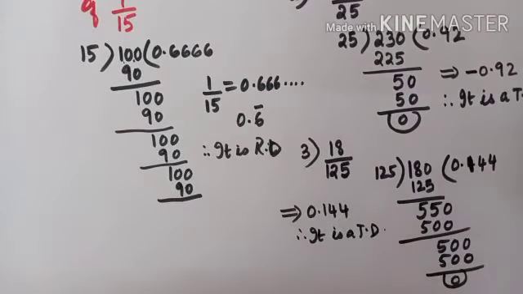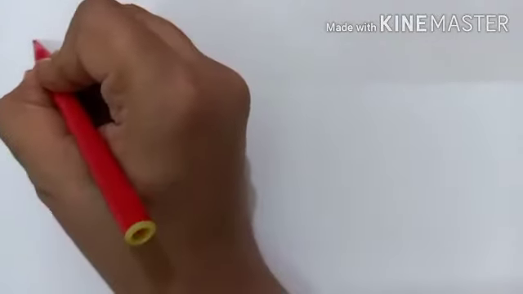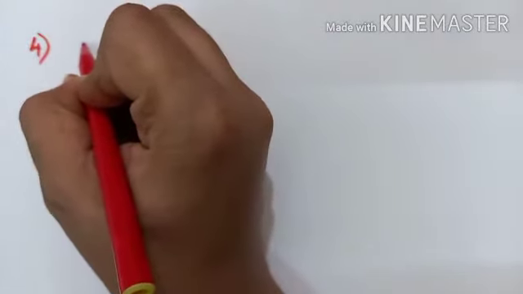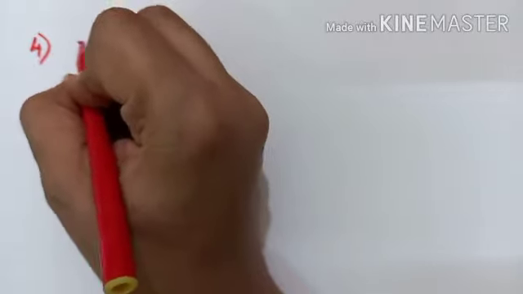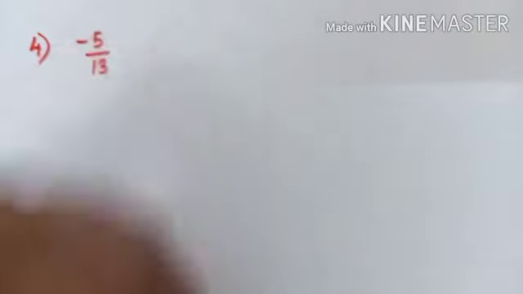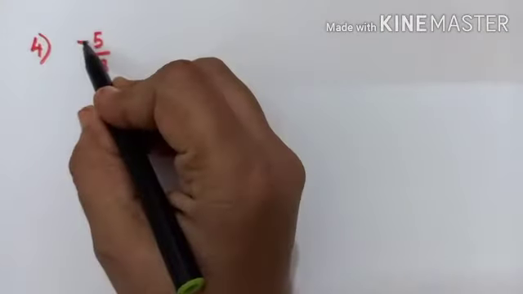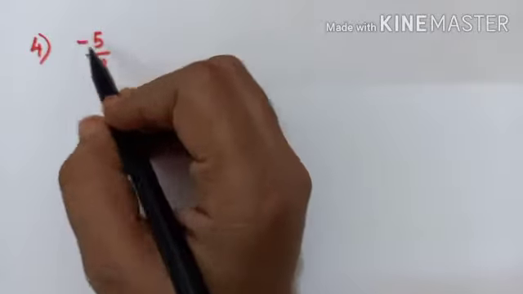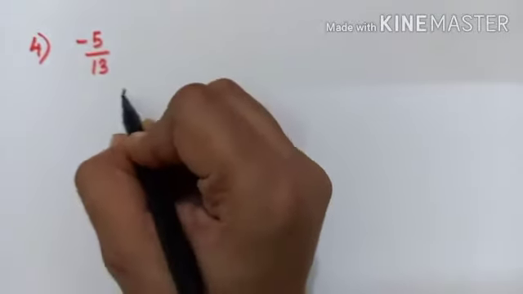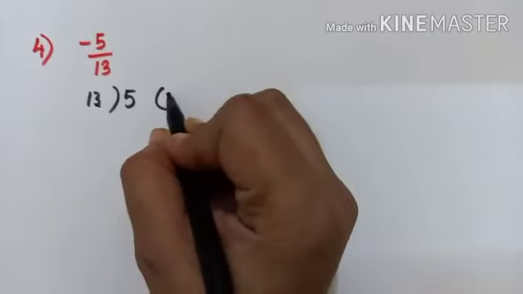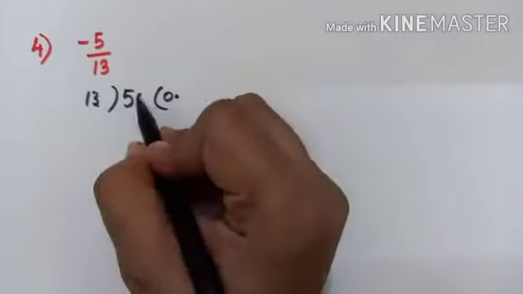Okay, let us move to the next question now. Now students, let us go to the fourth problem. So your fourth problem is, find the decimal representation of minus 5 by 13. Okay, minus 5 by 13. So here let us not consider the negative sign, keep it as it is. 5 by 13, let us divide. So 5 divided by 13. As 5 is a smaller number, you need to write 0 point, then add a 0.